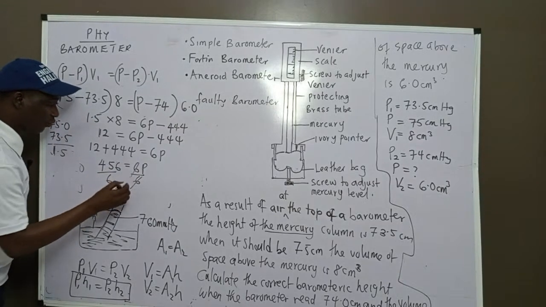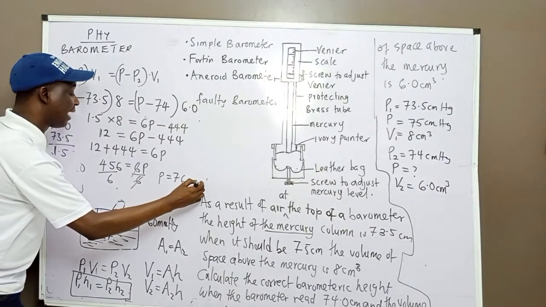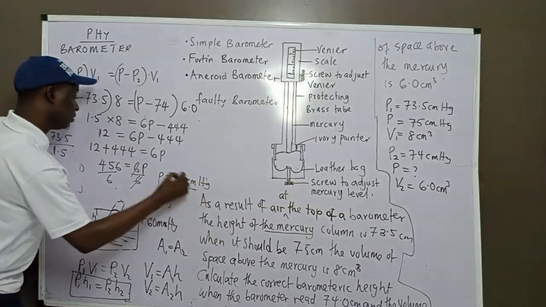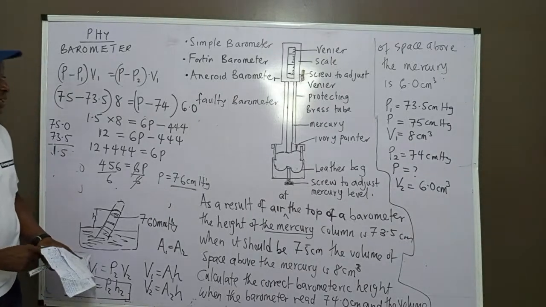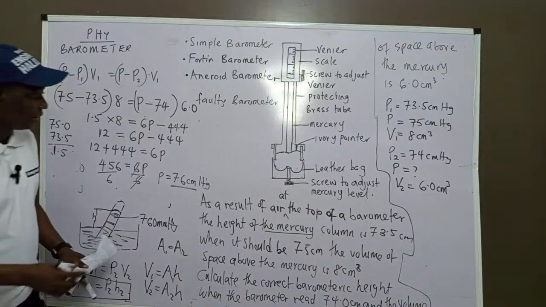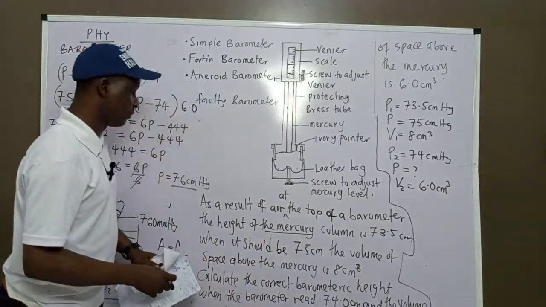So this one will give us P equal to 76 centimeter of mercury. That's what I want to have as your final answer. So that is the correct measurement, or correct barometric height, of that one.